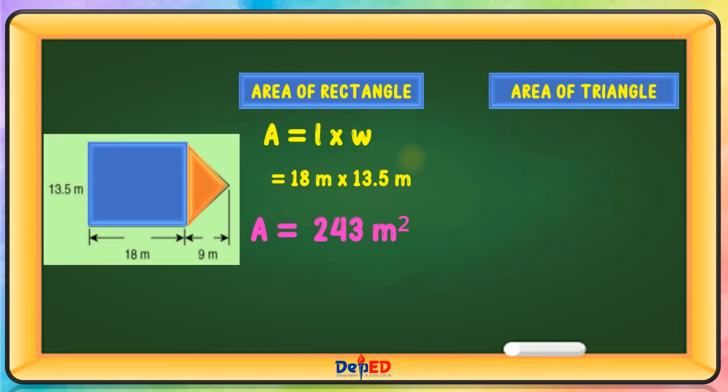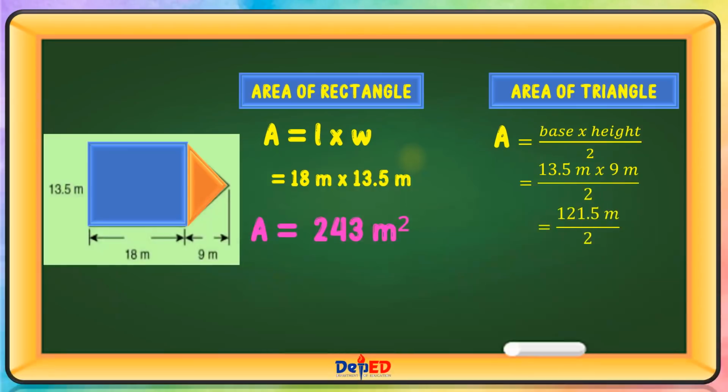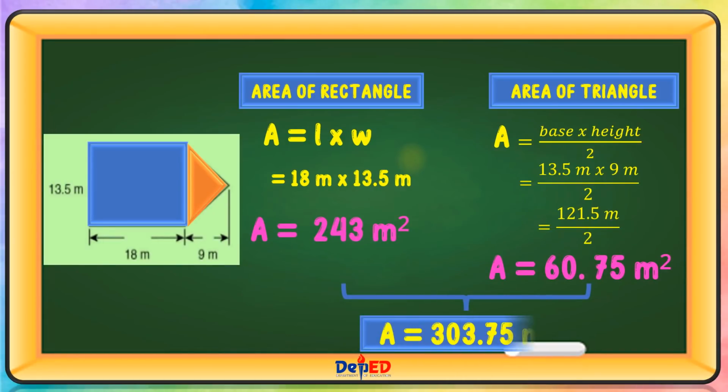Area of triangle. Meron tayong formula na base times height divided by 2. Ang ating base ay 13.5, ang height ay 9, divided by 2. 13.5 times 9 equals 121.5 divided by 2 equals 60.75 square meters. 243 square meters at 60.75 square meters ay 303.75 square meters.